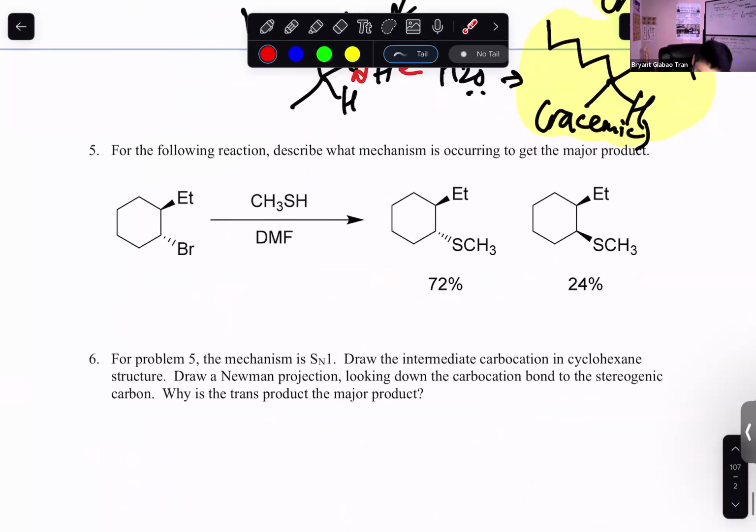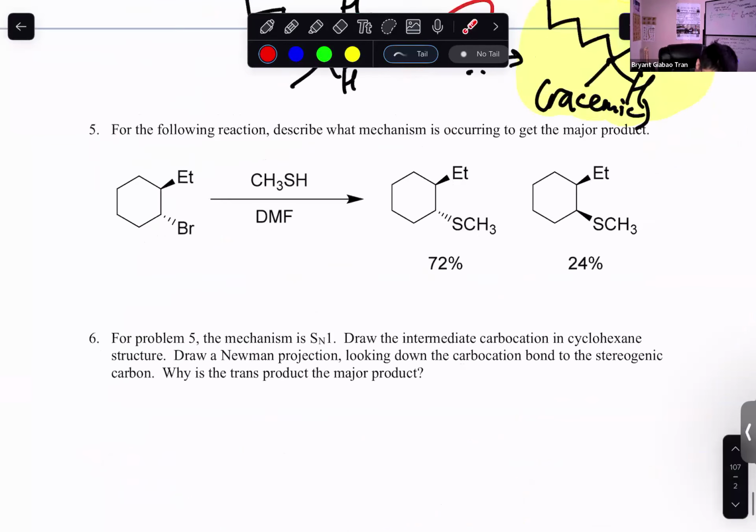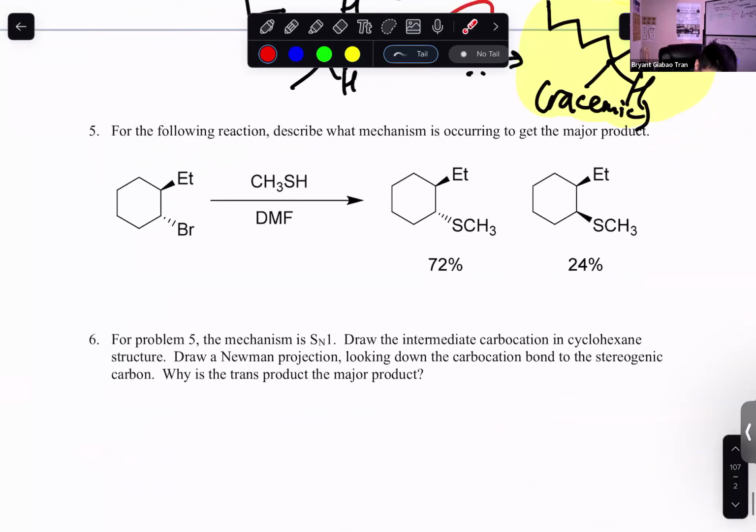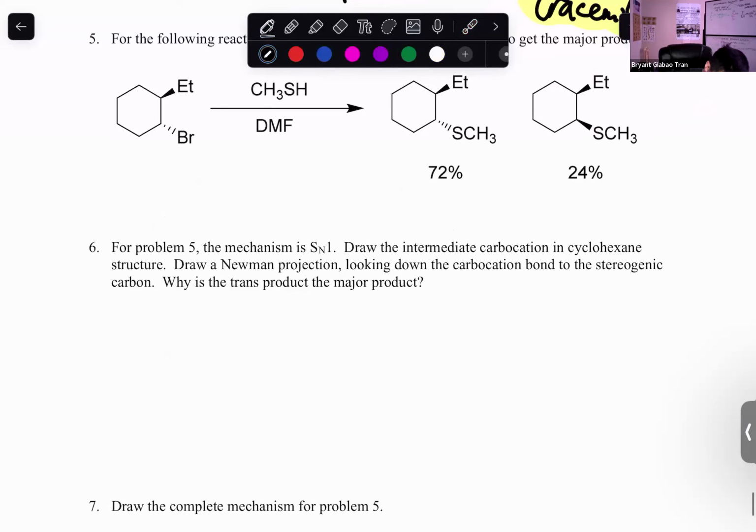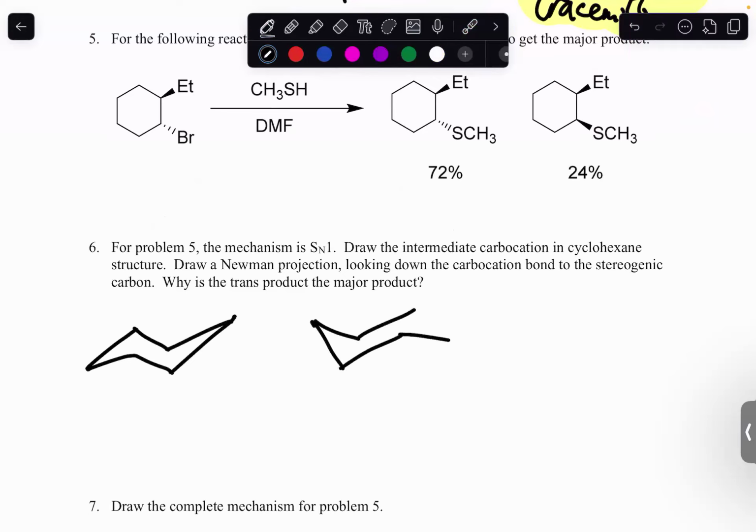Okay. So for this next problem right here, CH3SH, he's saying that the mechanism is SN1. Draw the intermediate in a cyclohexane structure. So, are you familiar with cyclohexanes? Like these structures right here? Somewhat. Okay.